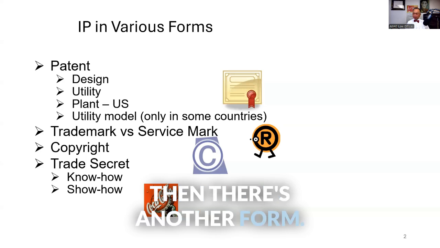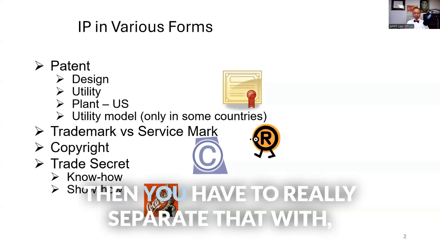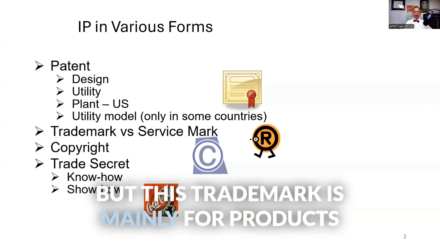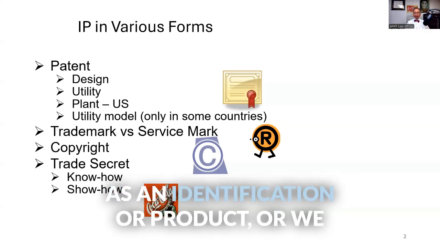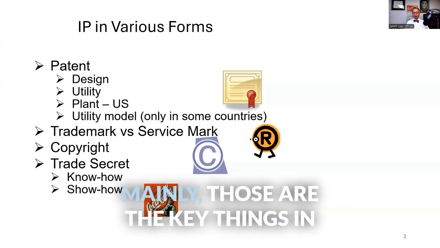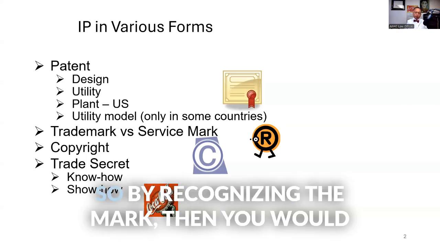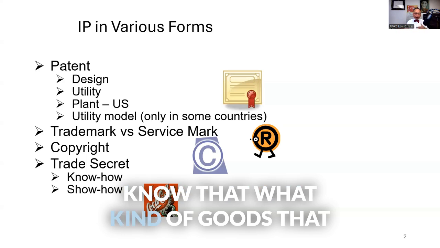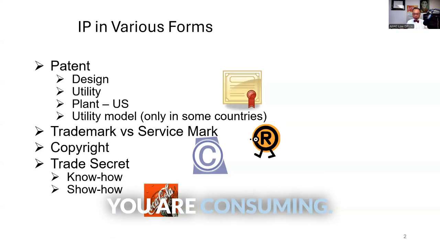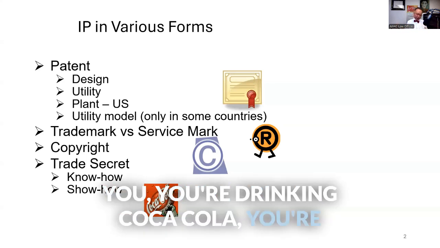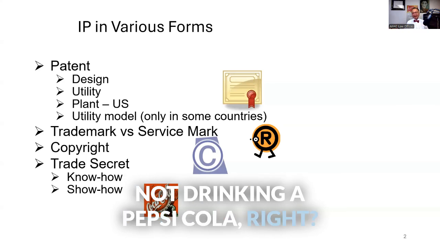Then there's another form: trademark. You have to separate whether this trademark is mainly for products, an identification of a product, or for services. Those are the key things in terms of trademark. But what is trademark protecting? By recognizing the mark, you would know what kind of goods you are consuming. You're drinking Coca-Cola. You're not drinking a Pepsi-Cola, right?